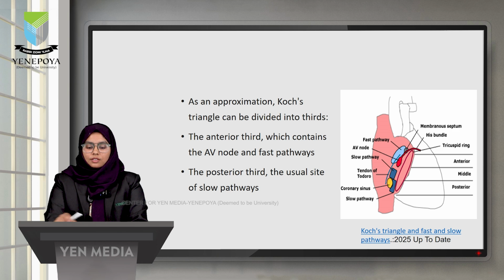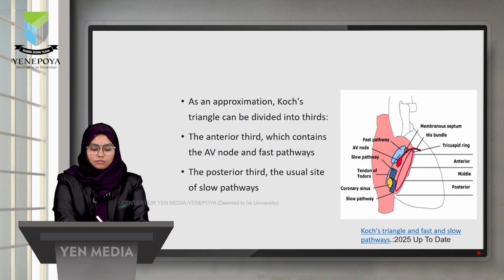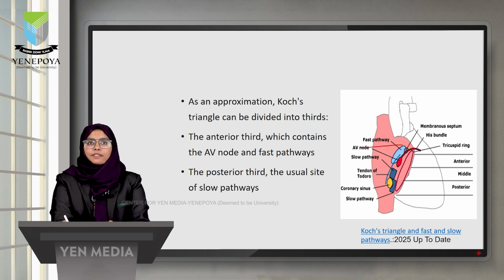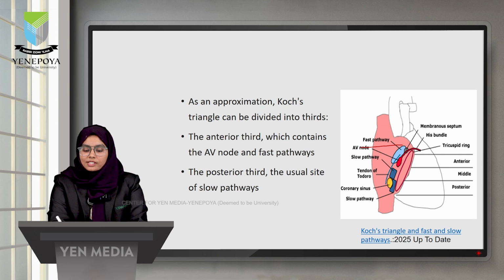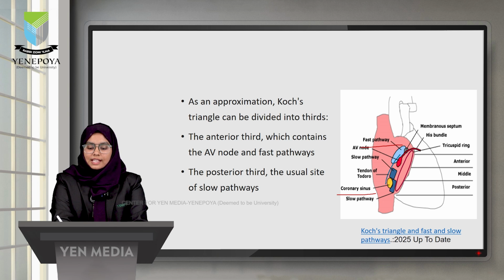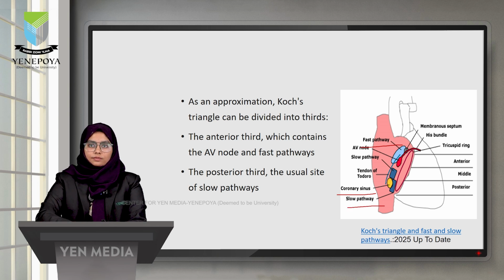So this is the fast pathway, located anteriorly towards the tricuspid valve annulus, whereas the slow pathway is located near the coronary sinus. This is the coronary sinus and this is the slow pathway.